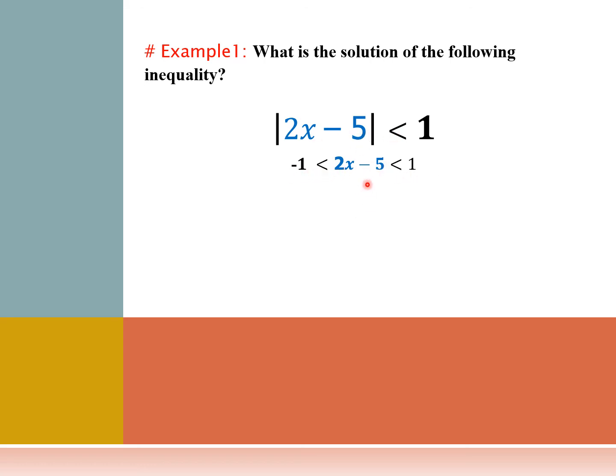Now we can solve the inequalities. Add 5 here and in this part also. So we have here -1 plus 5 is equal to 4, and 2x minus 5 plus 5 is 0, and here we have 1 plus 5 is equal to 6. Now divide by 2, because we want x alone by itself, or the coefficient of x should be 1. So divide by 2 for all terms. Here we have 4 over 2 is 2, and 2x over 2 is equal to x, and 6 over 2 equals 3. So the last answer: x between 2 and 3.